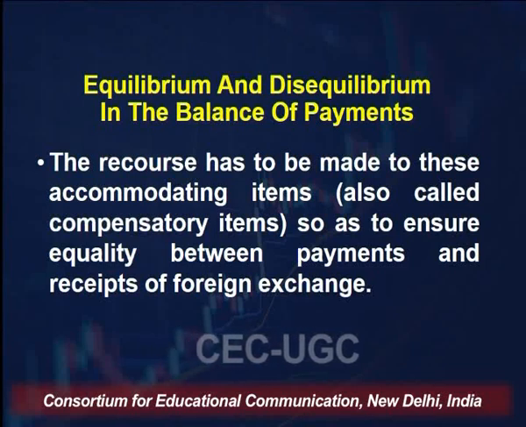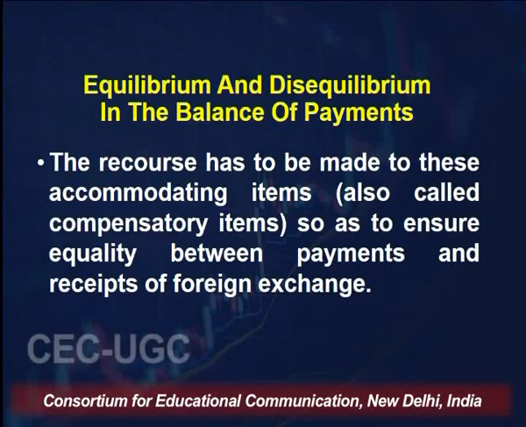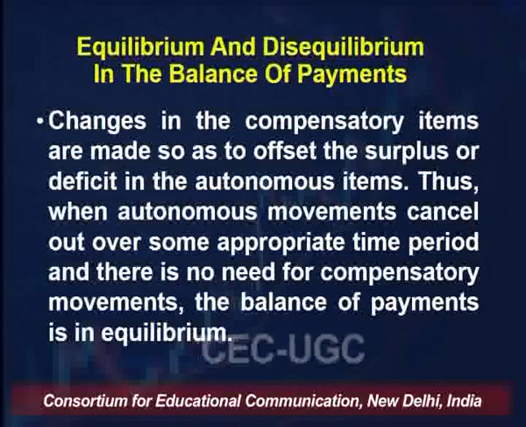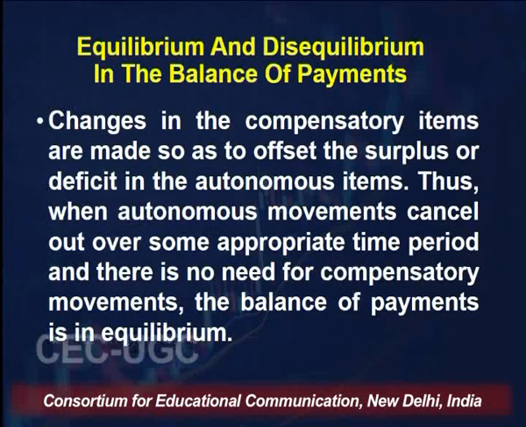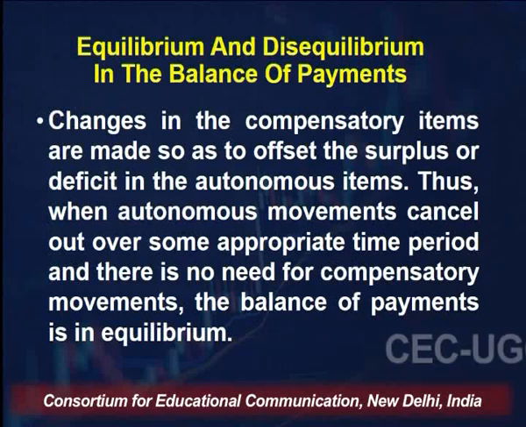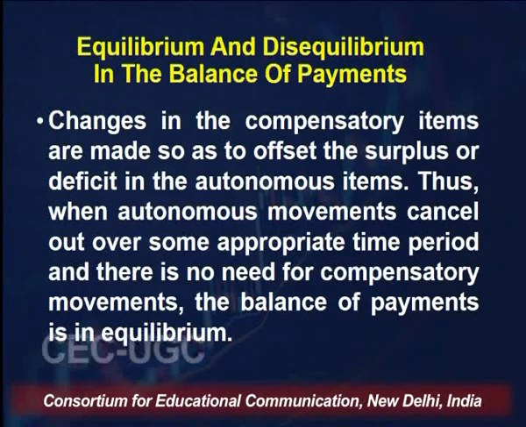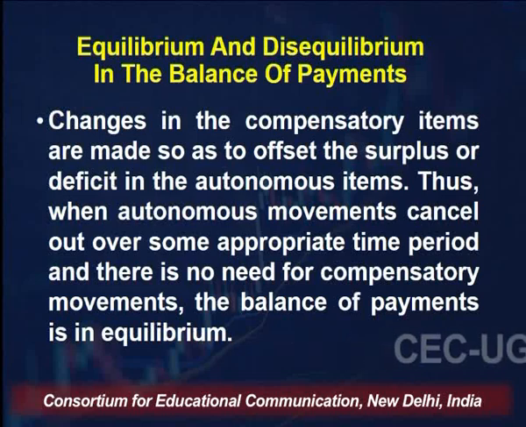So recourse has to be made to these accommodating items, also called compensatory items, so as to ensure equality between payments and receipts of foreign exchange. So changes in the compensatory items are made so as to offset the surplus or deficit in the autonomous items. Therefore, when autonomous movements cancel out over some appropriate time period and there is no need for compensatory movements, the balance of payment is in equilibrium.